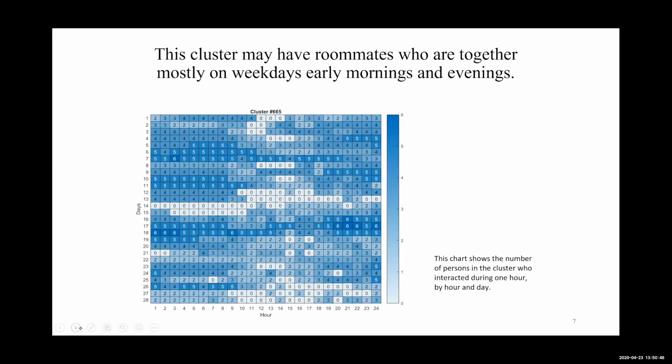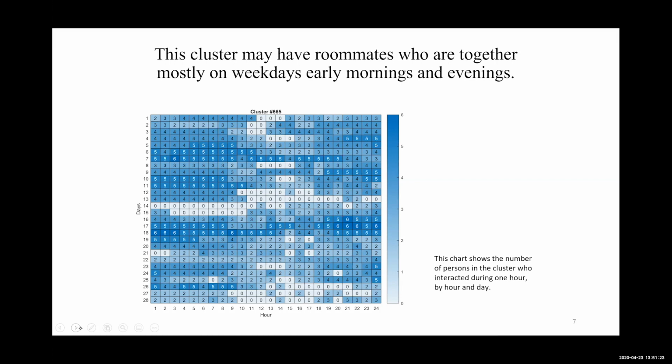This cluster, however, had a very different pattern. Here we see this cluster had 6 people, and many of the interactions were late at night or early in the morning and on the weekends. And so this pattern may represent a cluster of students who live in the same residence hall or the same apartment and are close to each other much of the time because of their residence. We're not sure, but the key thing is that it suggests a different pattern.